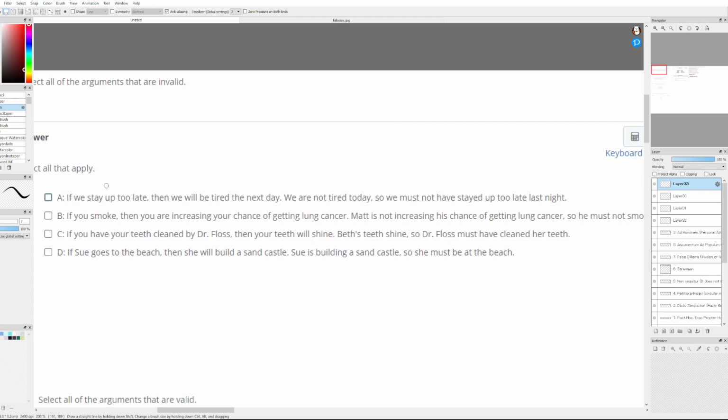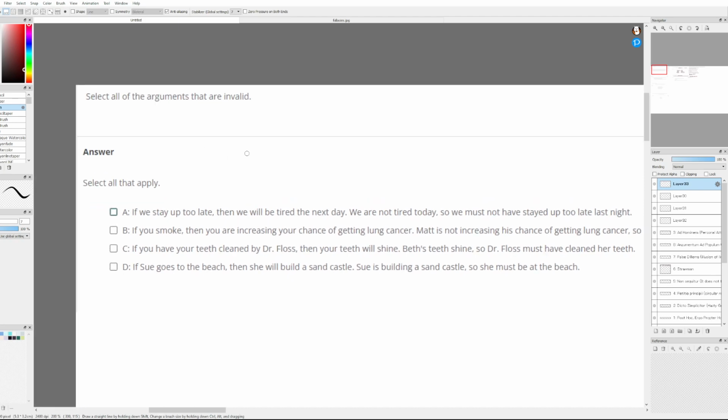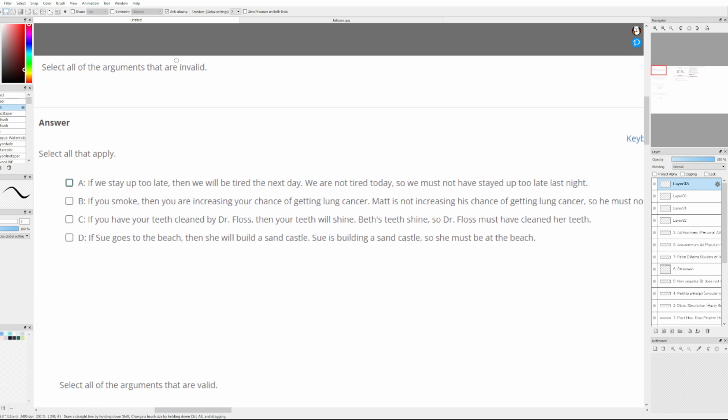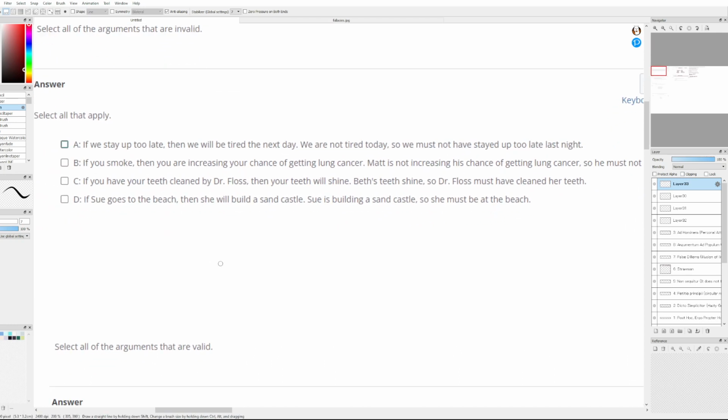To go through examples, here is this. We're finding invalid arguments, and we're selecting all that apply. If we stay up too late, then we will be tired the next day. We are not tired today, so we must not have stayed up too late last night.